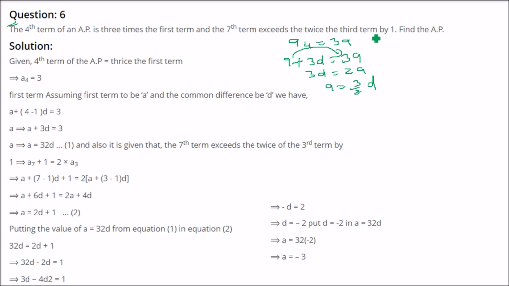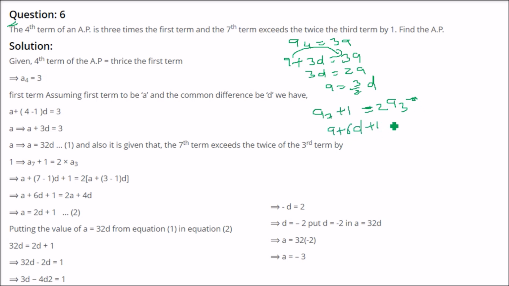Now the 7th term exceeds twice the 3rd term by 1. So the 7th term exceeds twice the third term by 1. So 1 we have taken already here. Or you can just say that 2A3 minus 1 is equal to A7. That is why it is exceeding, so we just subtracted 1. That is why A7 is equal to 2A3 minus 1, or A7 plus 1 is there.